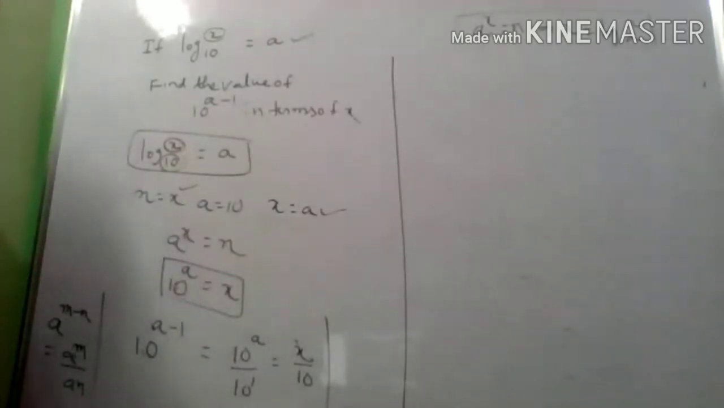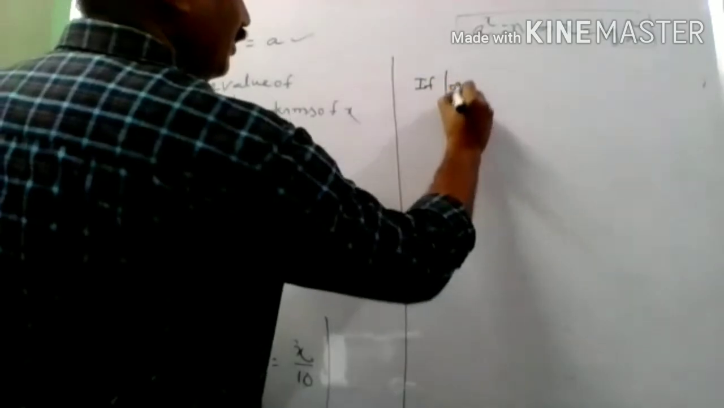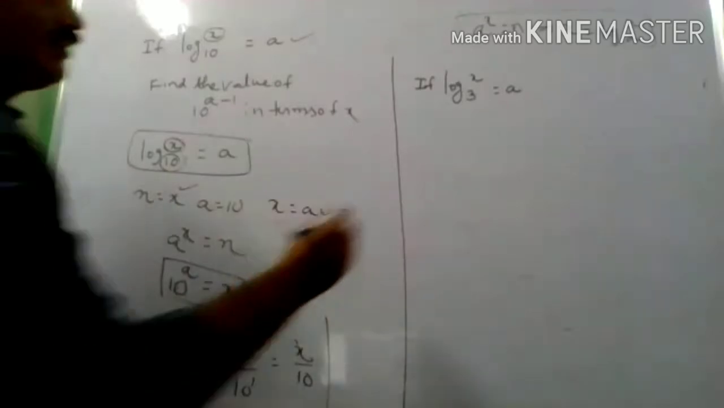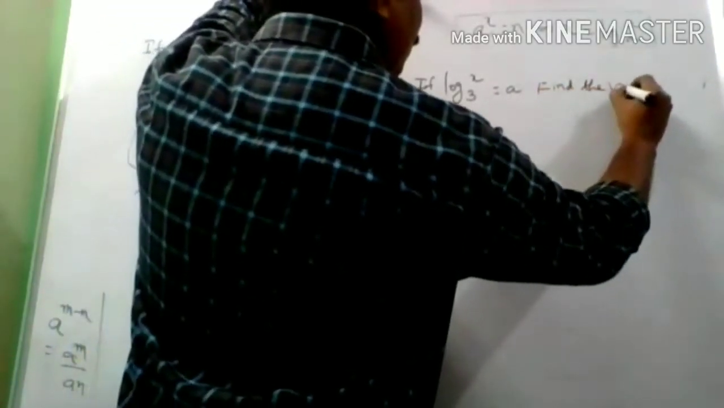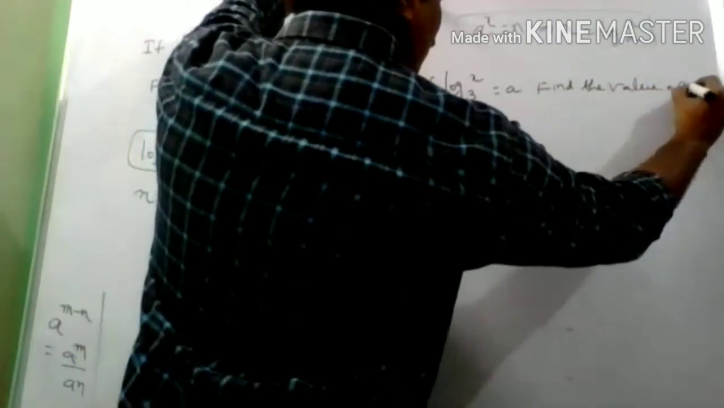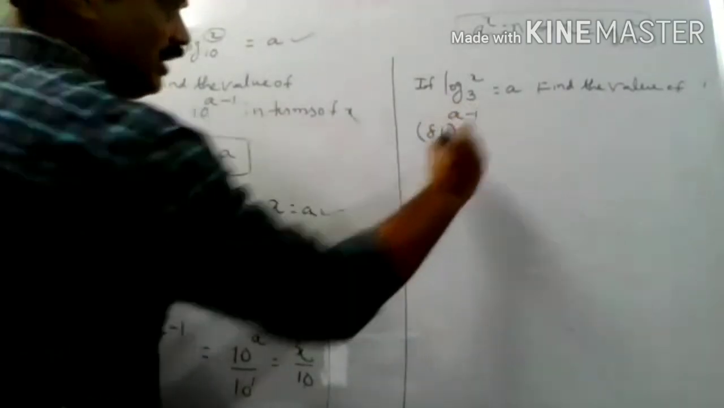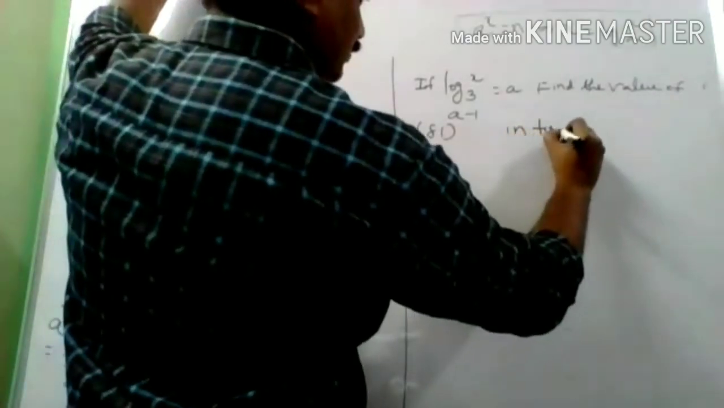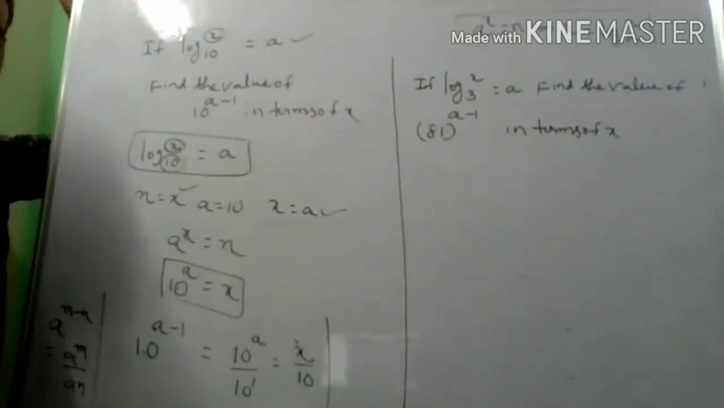Okay, friends, next problem. If log x to the base 3 is equal to a, find the value of 81 power a minus 1 in terms of x. Okay, students, try this problem.